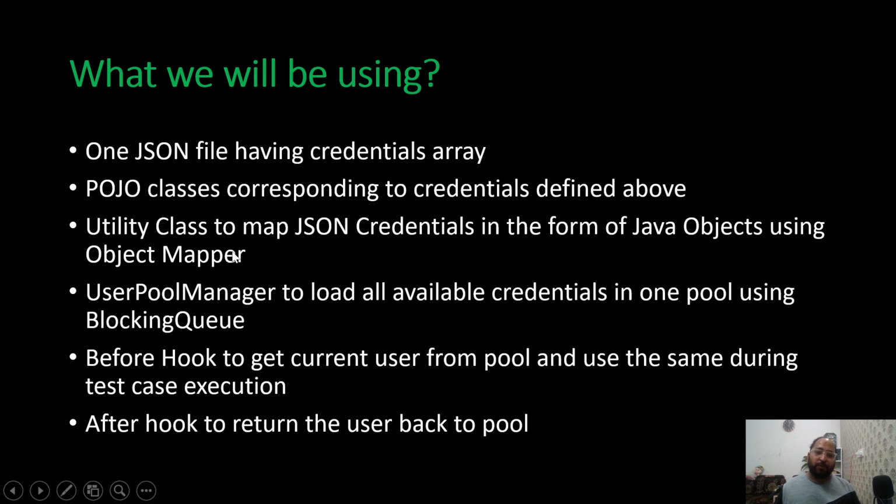And then we'll be loading the credentials from this POJO into the user pool manager. And in the before hook, which is the hook in Cucumber utilized to execute some section before execution of a scenario or test case, we'll be setting the user, meaning we'll be getting the current user from the pool, storing it as the current user, and utilizing the same during the execution. And later in the after hook, that is after scenario or after test case, we'll be returning the user back to the pool. So we'll understand each of these steps one by one, right?